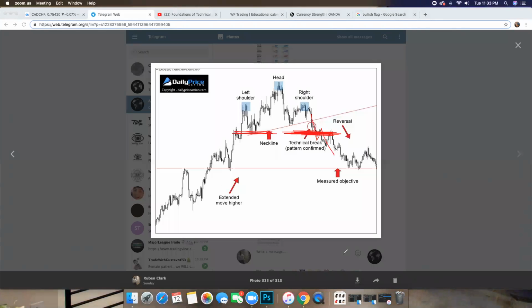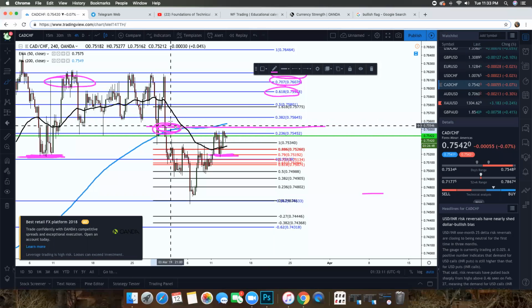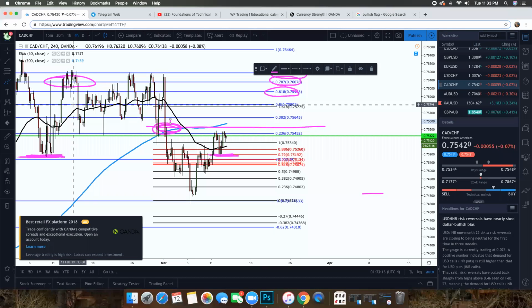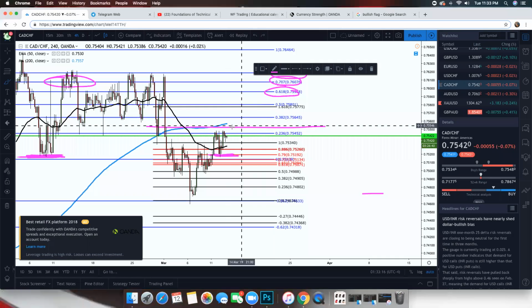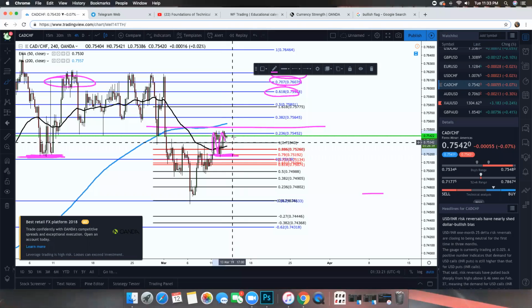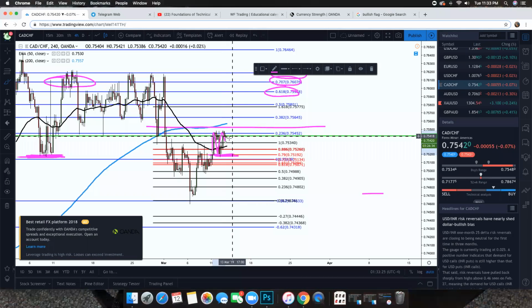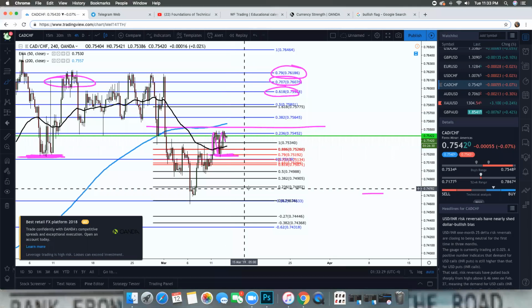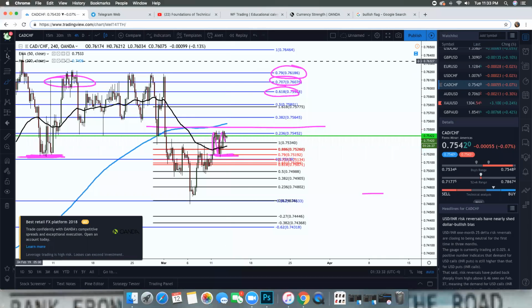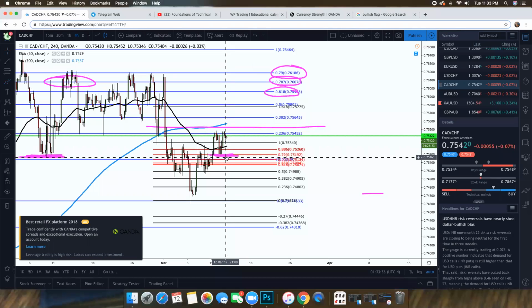So if we hop back to the pair we were looking at, over here on CAD Chef, we didn't get that technical break of where this pink line is. You know, we got that rejection, right? Price came, boom, boom. So we're not getting that break just yet, but we might get it. We might get it tonight. We just got to see. USD CAD pairs, we just got to see what oil does. If oil goes up, then we might get that break.